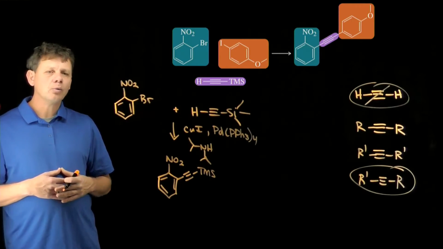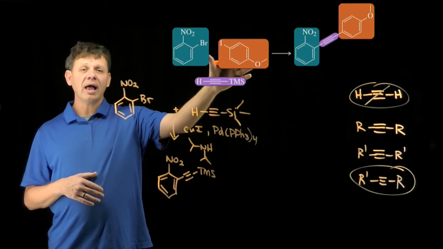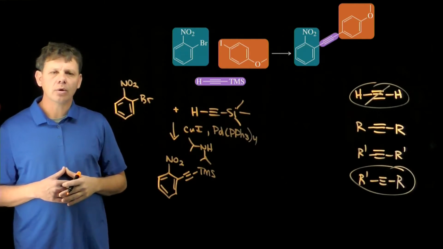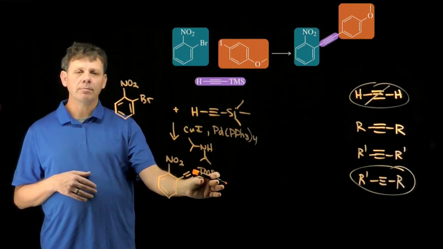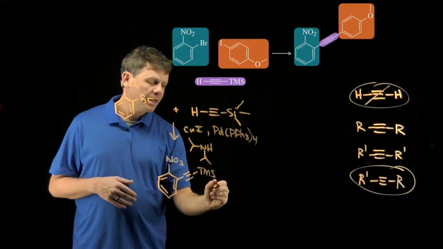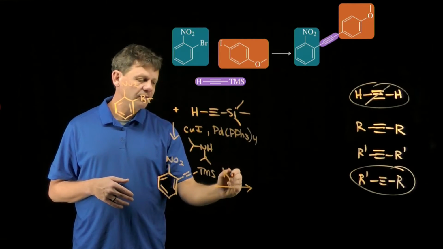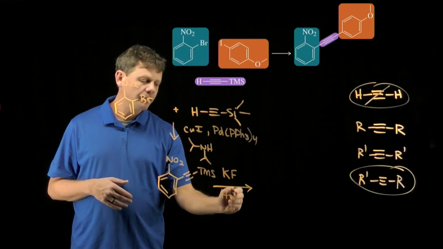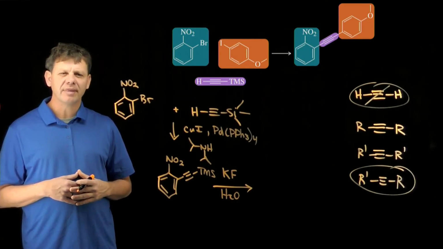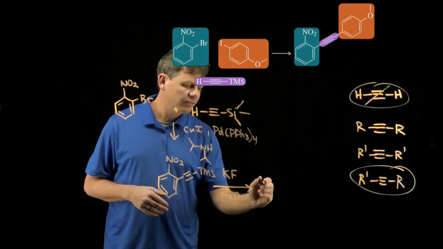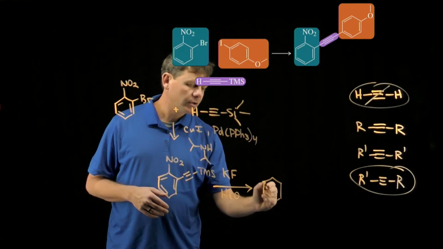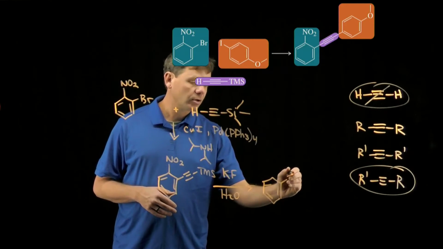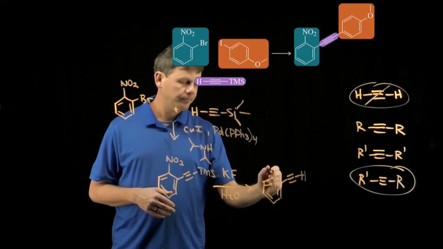Once we're here, we're now ready to attach the aryl iodide that's shown in orange. But to do that, we have to remove the trimethylsilyl group. And so we can do this using a fluoride source like potassium fluoride in water. Not so worried about the mechanism of that reaction, but what that's going to reveal is another terminal, or a different terminal alkyne.